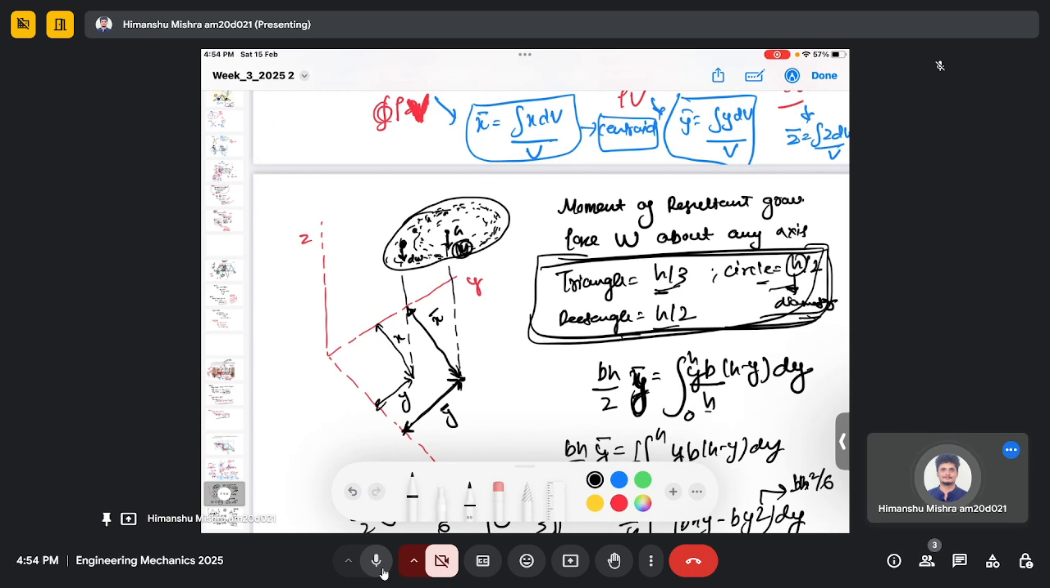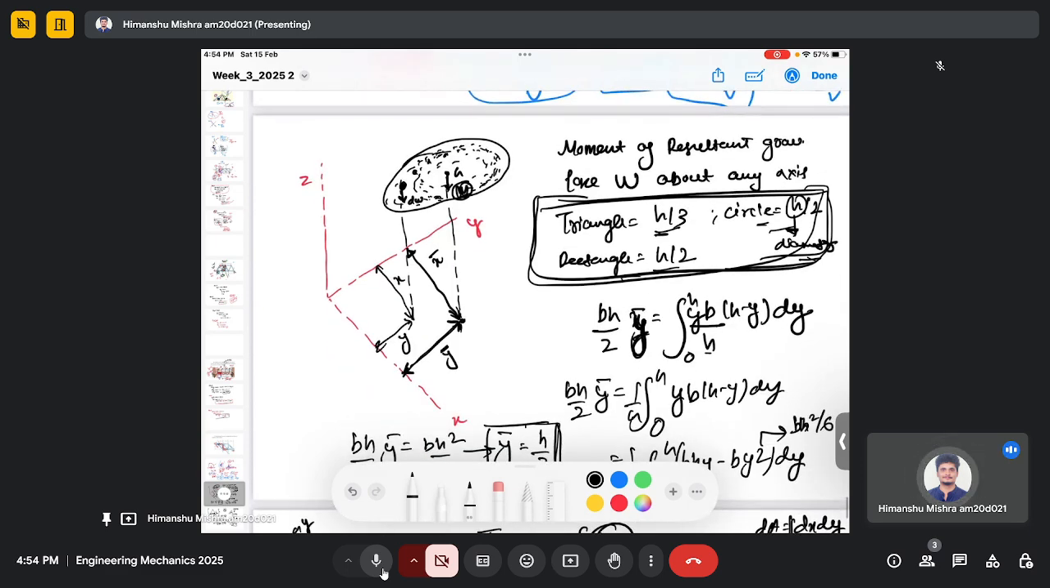So these are the values for different shapes, and they can be used while converting the distributed force into a point load. So that's it for today. In the next class we will try to calculate the centroid for more complicated shapes, and then we will move to the beam problems.